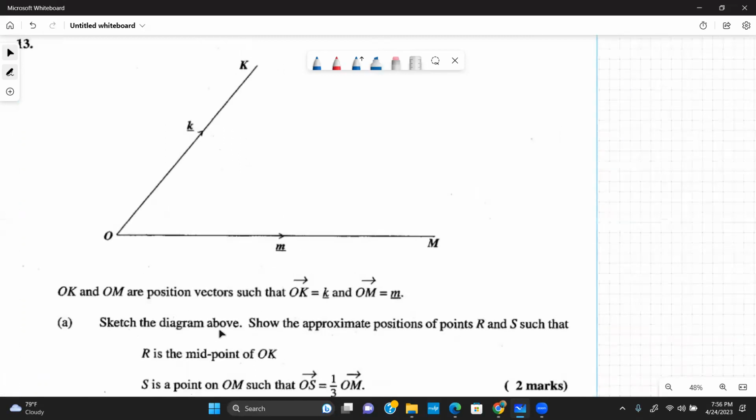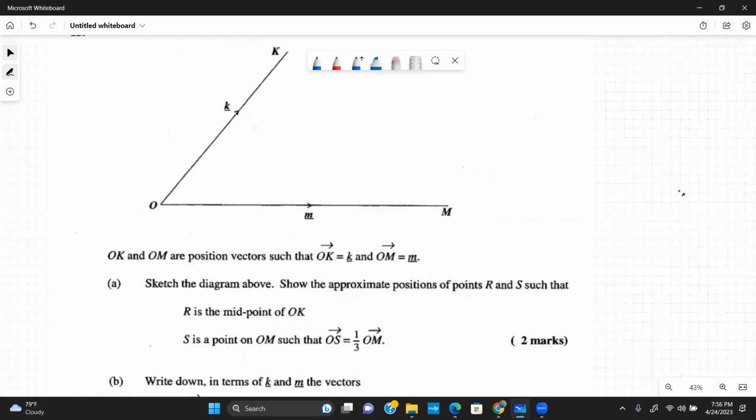Then they said, sketch the diagram above. In that time in the exam, you used to draw. You're not drawing anymore, I could tell you that. So let us say this is the sketch we're looking at. Show the approximate position of the points R and S such that, so they're going to give instruction and you're going to show them where you think it is. So look at this.